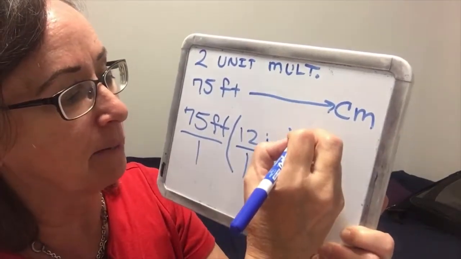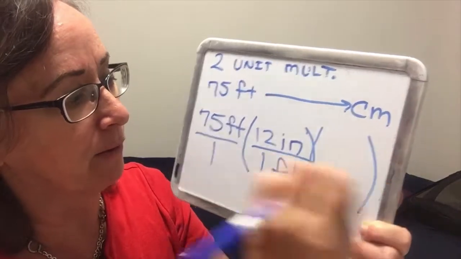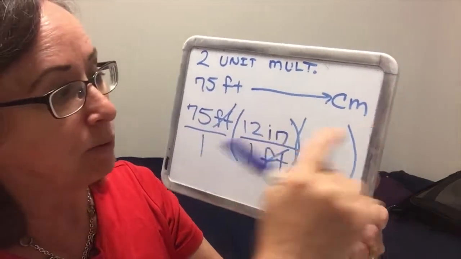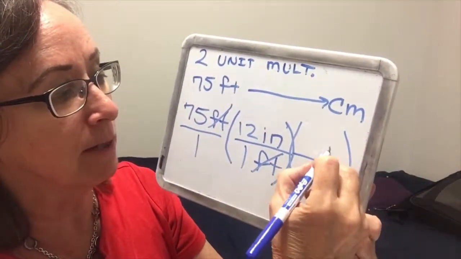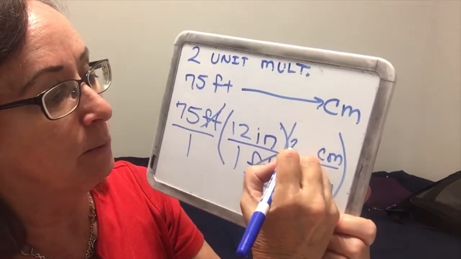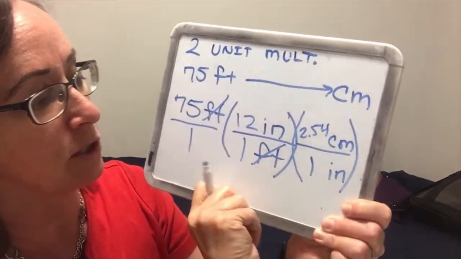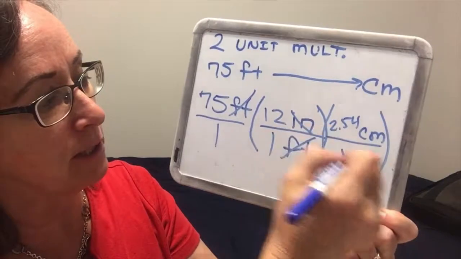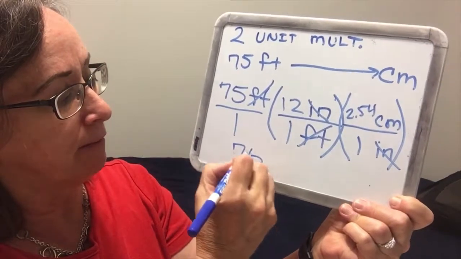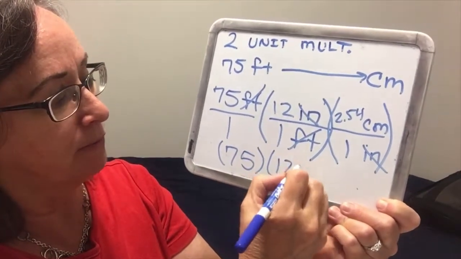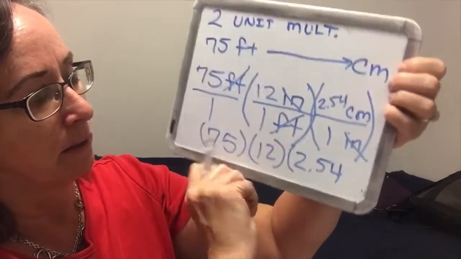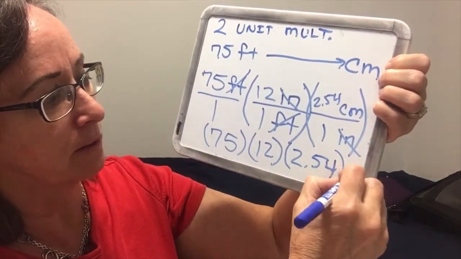And then we're going to come over here and do another unit multiplier. So here are feet, cancel our feet. So now we're in inches. We're trying to get to centimeters. So we want centimeters on the top and we want inches on the bottom so that it will cancel. So now we're going to say 2.54 centimeters is 1 inch. And now we have our road map, our inches cancel our inches. We have nothing but 1s on the bottom. So isn't our answer going to be 75 times 12 times 2.54 and then centimeters?